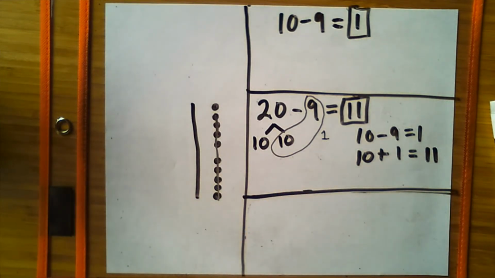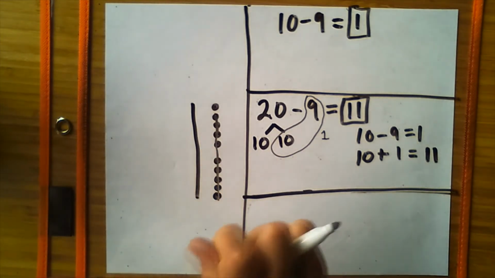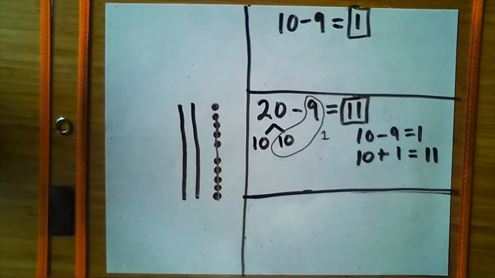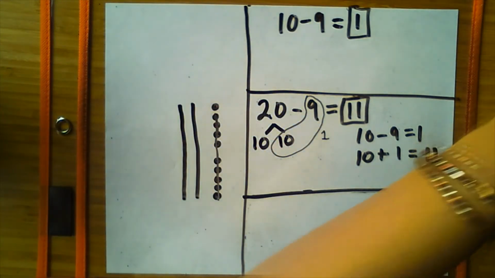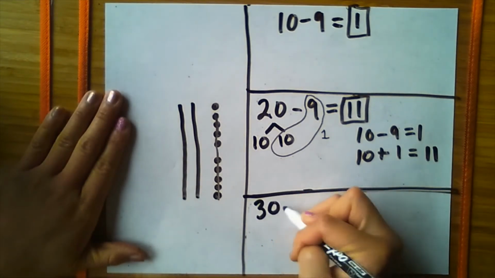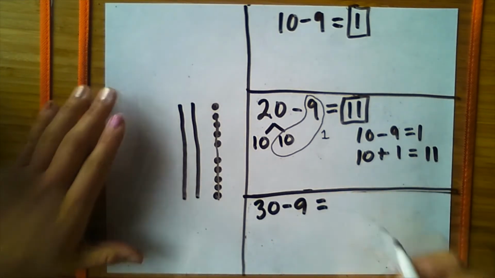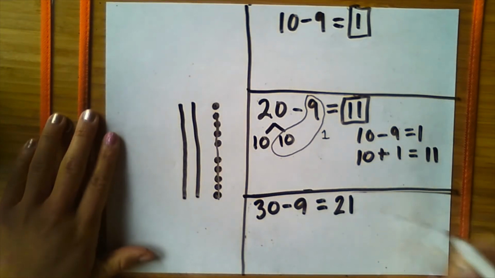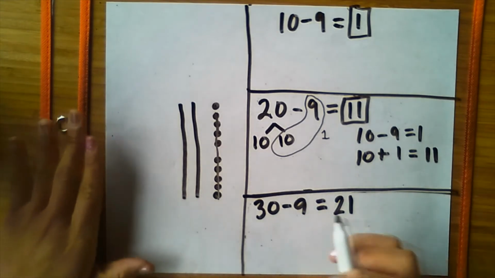Now let's move on to our next part. Alrighty, take a look. 30 minus 9 is equal to... great job. It is equal to 21. Now let's go ahead and see how we did that, okay?